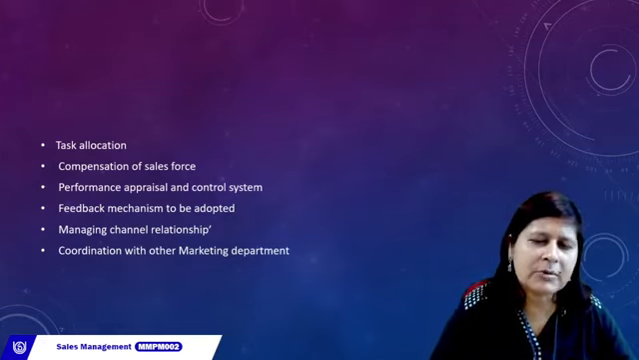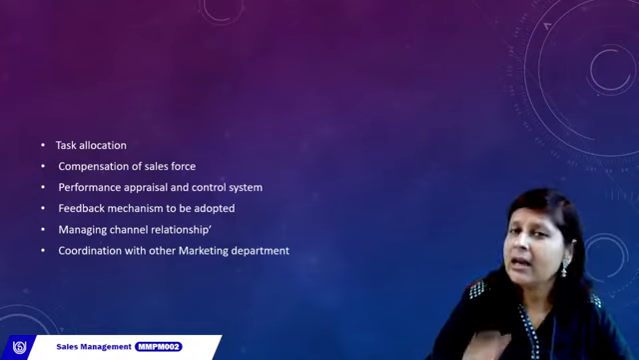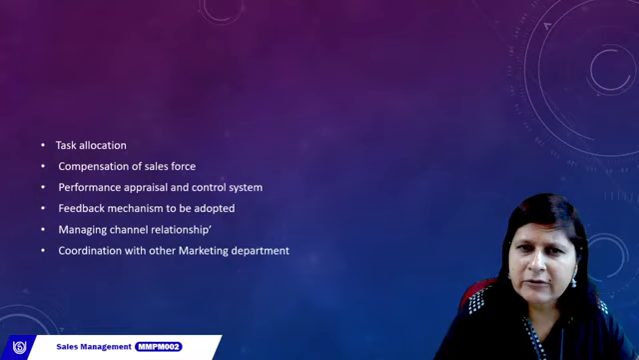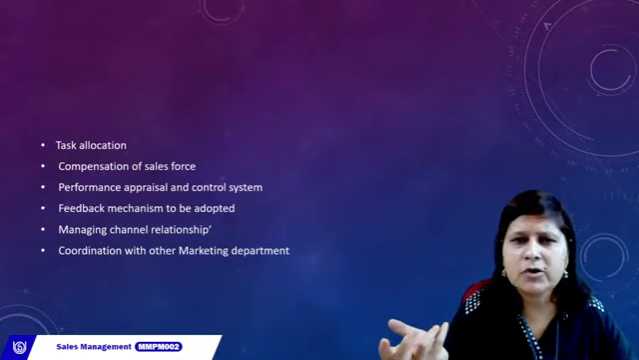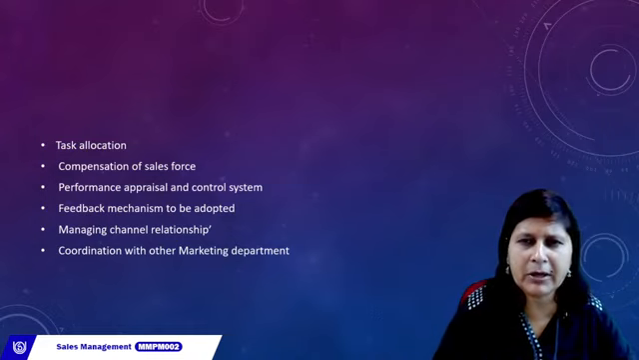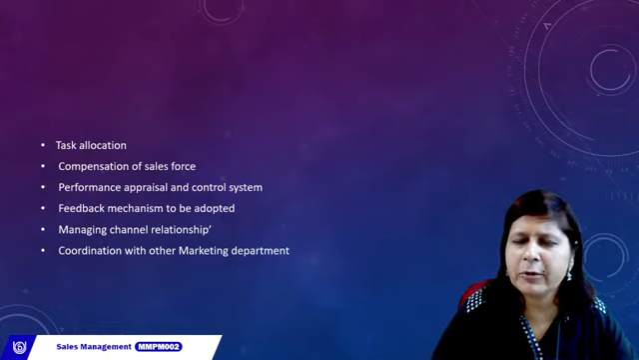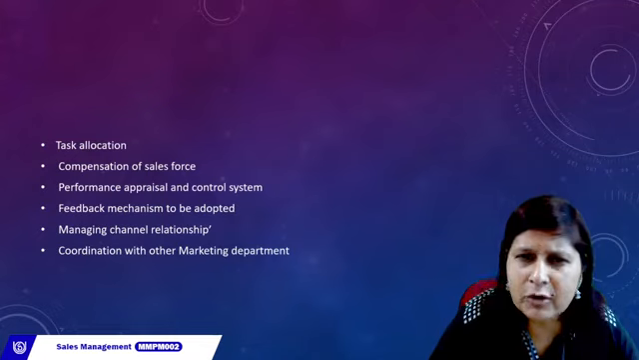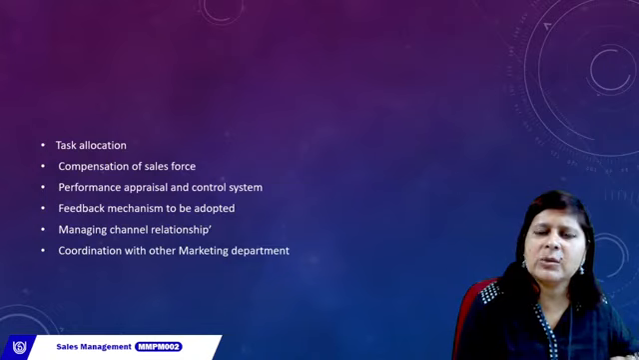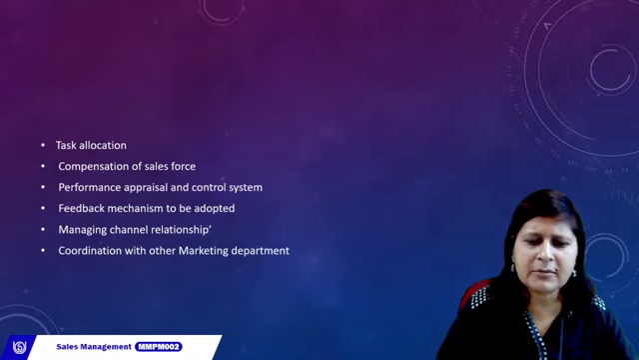And the control system is very important. It is very important that you have control on all your resources. You should appraise their performance if they are doing well, as well as control them if they are not performing. So a control system should be there, and a feedback mechanism should be adopted, right? There should be a feedback mechanism so that we could come to know the areas where we should improve ourselves. So the feedback mechanism is very important.